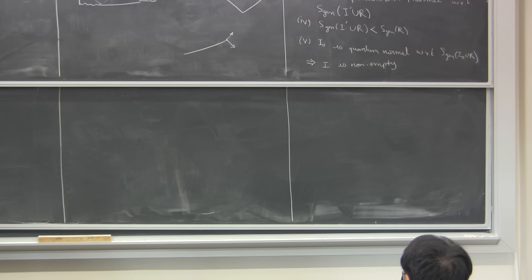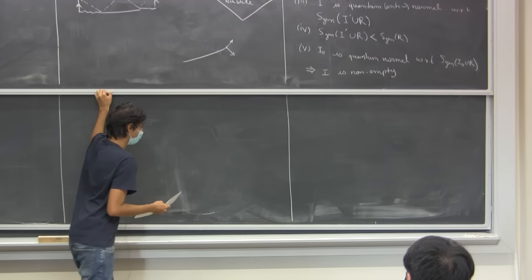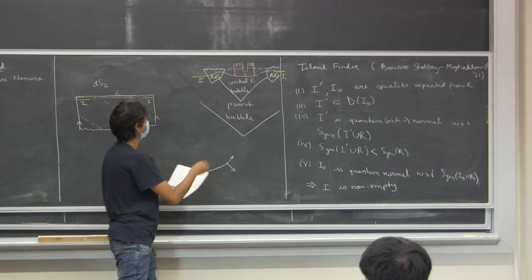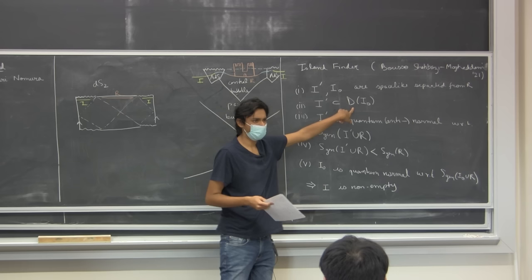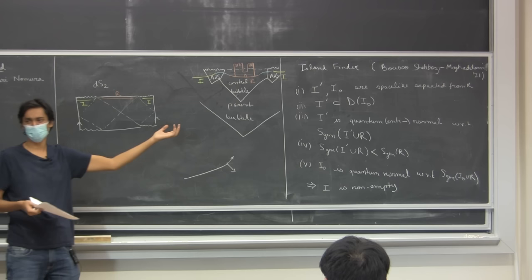So in this picture, I think I needs to be contained in the domain of dependence of I naught probably, but I don't think I prime could be anywhere with respect to I. So I prime could be outside or inside of I. I think that's right, right?